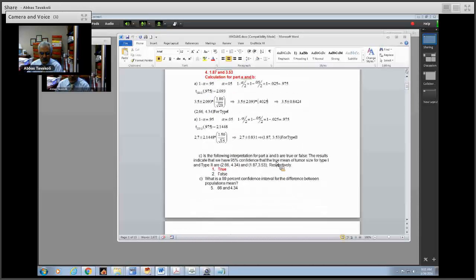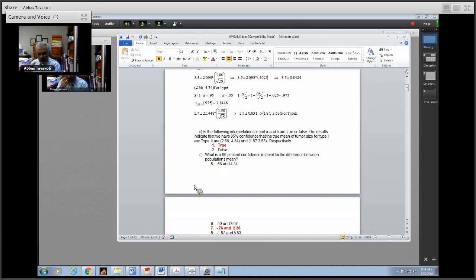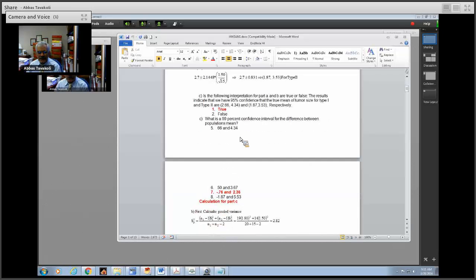And when you interpret the confidence interval, you say you have whatever confidence level the question is asking. Here it was 95% confidence. The true mean, or the population mean, of tumor size for type 1 and type 2 are between those values respectively. That was true.